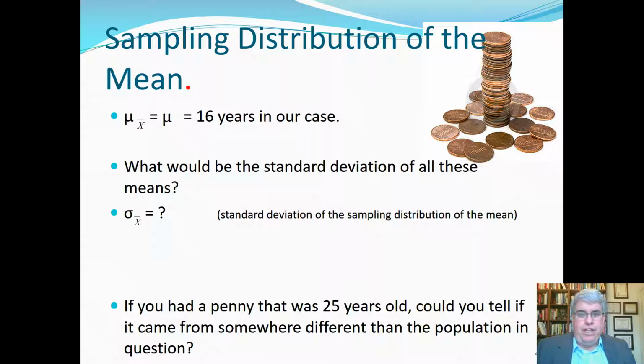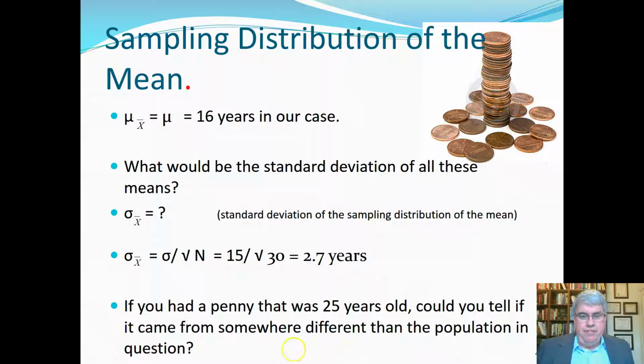The next question is, what would be the standard deviation of all these means? Would it be the same as it was for the individual penny, or would it be reduced? Would the older pennies cancel out the newer pennies, so that even though the average would still be the same, the samples would have less variety of average ages than individual coins would? You might think, that seems logical. And that's correct.